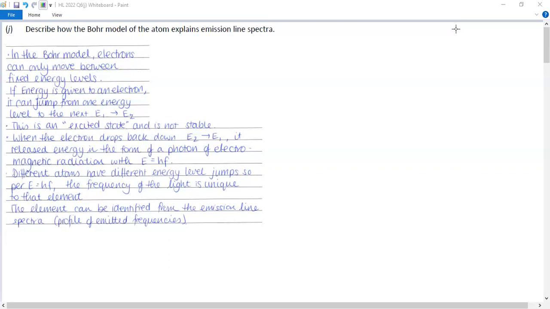The question asks you to describe how the Bohr model of the atom explains emission line spectra. Now, I think for a short question for 7 marks, you could probably fill pages about this depending on what you knew. But the best approach I would suggest is a combination of a diagram and some bullet points. Okay, so it says describe. So describing to me, especially in physics, usually involves a diagram. But even the best of diagrams for this particular question needs a little bit of explanation too.